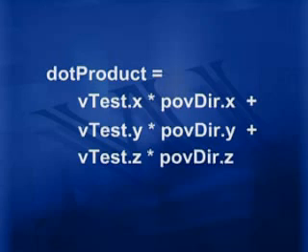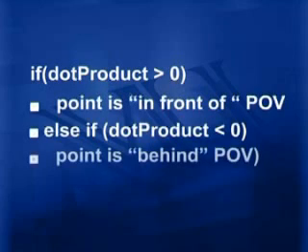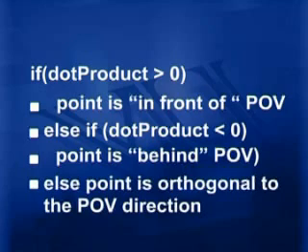add to it vtest.y times point of view dir.y plus vtest.z times point of view dir.z. If the resulting dot product is greater than 0, we know that the point is in front of the point of view. Else, if dot product is less than 0, that means that the point is behind the point of view. And otherwise, the third case, when dot product would be equal to 0, that would mean the point is orthogonal to the point of view direction.